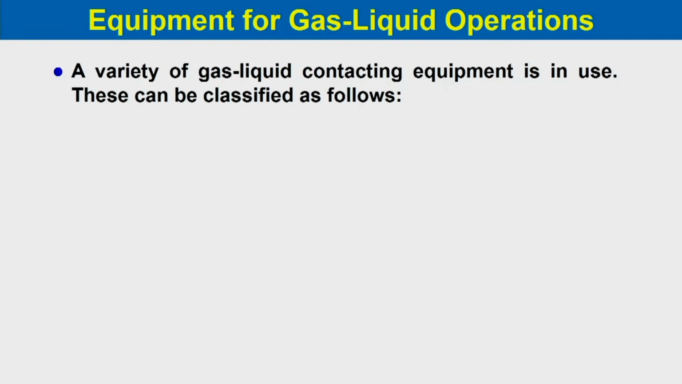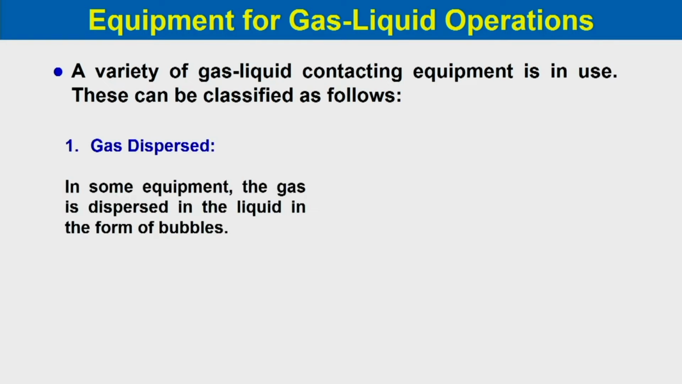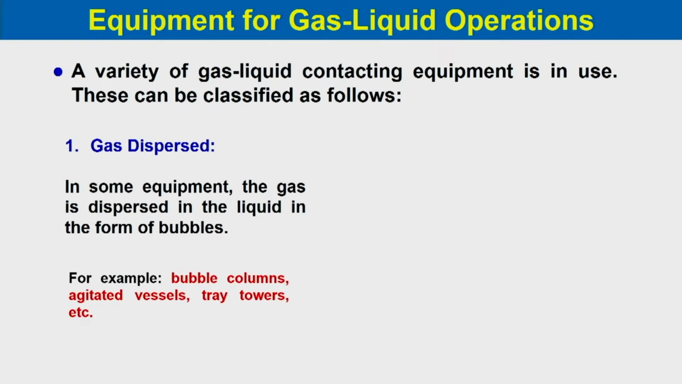A variety of gas liquid contacting equipment is in use. These can be classified as follows. One is gas dispersed. In some equipment, the gas is dispersed in the liquid in the form of bubbles, like bubble columns, agitated vessels, tray towers. In this case, liquid flows through the column, but gas is bubbled through the liquid. So, it is called gas dispersed.